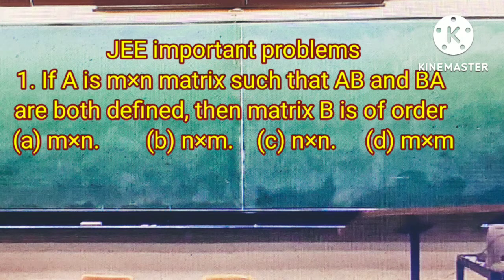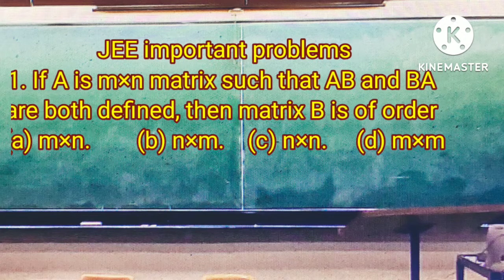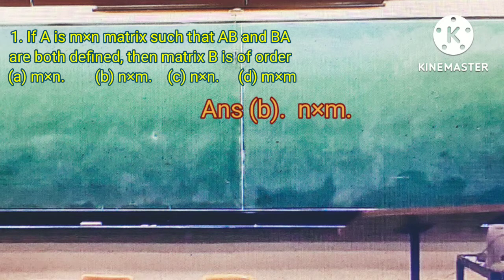Now we are going to look at some problems as asked in the JEE exam. If A is an m cross n matrix, and AB and BA are both defined, then the order of B is asked, and 4 choices are given. You have to select the suitable one. If you select wrongly, a minus mark will be given. So the order is n cross m.